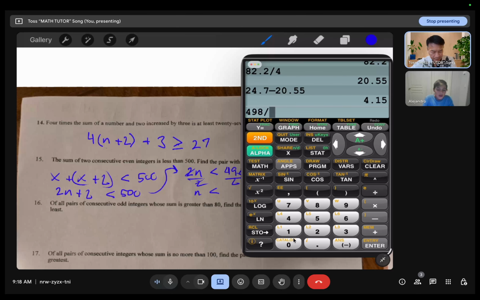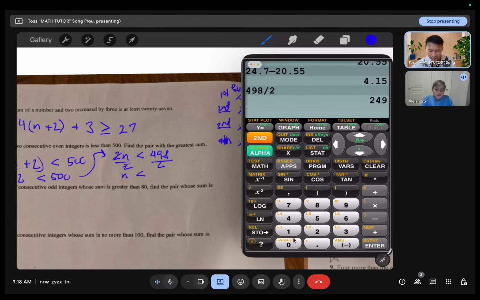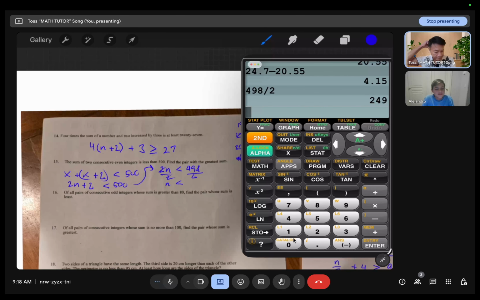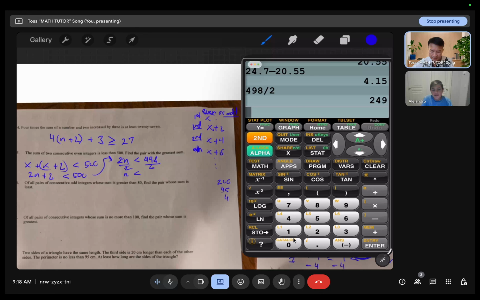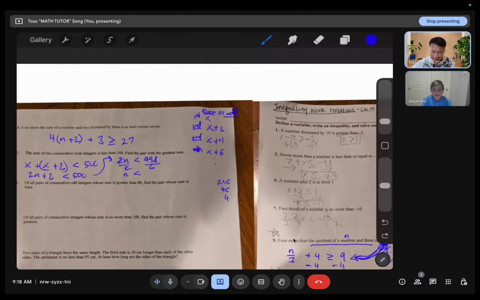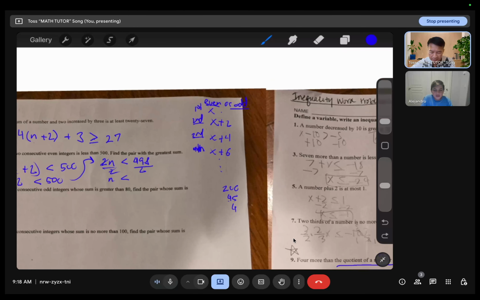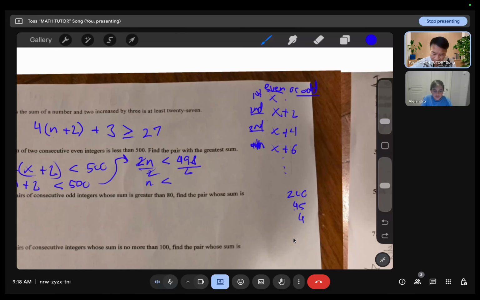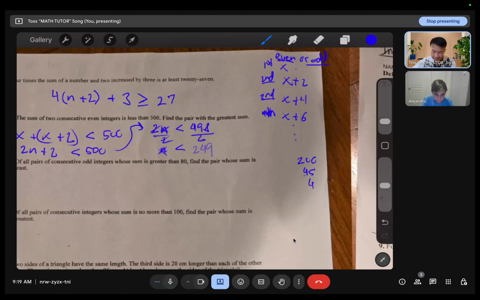498 divided by 2. 249. Okay, something's wrong here. Find the pair of the greatest sum. What's wrong with it? Sum of 2. Well, guess what? It's an inequality. So let's go with it. Why am I changing it to n? So it's x, right? Make sure it's x. It shows x. So I'm sure I did it right. Let's continue with it and see what happens. Okay, so it's gonna be 249. Okay, fine, 249. And then what?